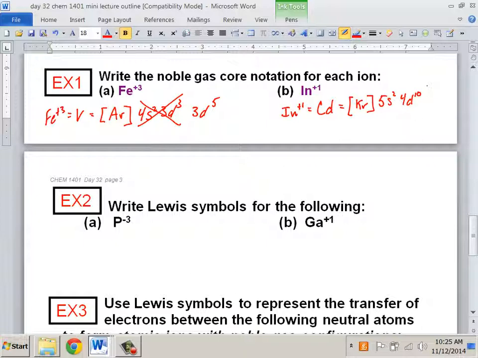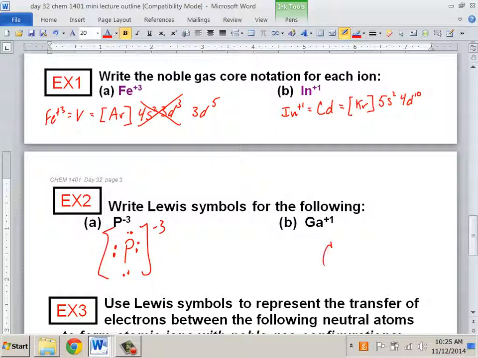Whoa, this isn't quite right. There's something wrong here. Oh, it's a plus. So we've got a P, 2, 4, 6, 8. And then how many dots did you have around gallium? 2. Good. Because you had to remove one.